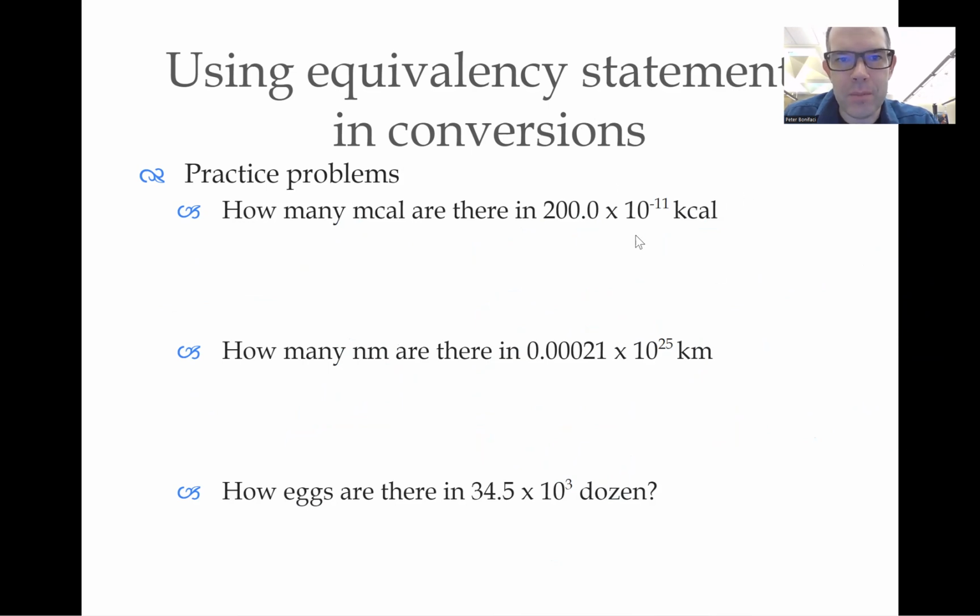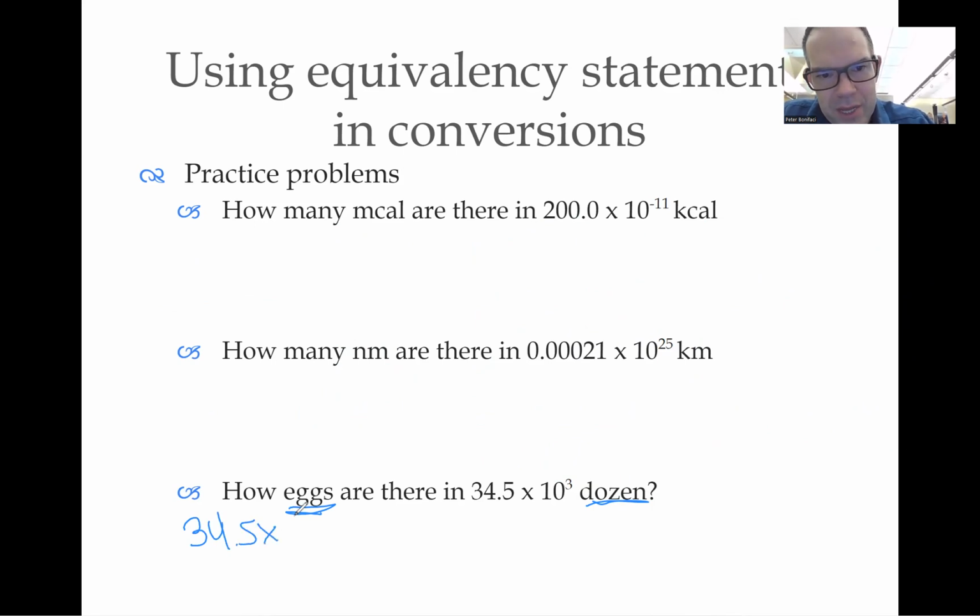So here we go. The last and final segment is how do you go from real world problems like eggs and dozen, like we've done once before. It's similar, but you have to really think, you have to use your brain for the equivalency statement. Okay. So let's go ahead and start it.